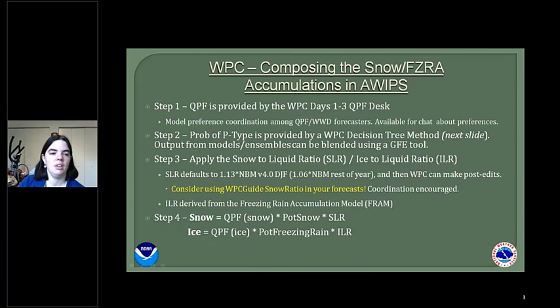So I'm not going to go into this in too much detail, because they haven't really changed much the last couple years. They compose their snow and freezing rain using the QPF from their medium range desk, or near term and medium range. They use their P-type from their decision tree, which will be on the next slide. And then they apply the snow to liquid ratio, which is heavily based on NBM. I think the current one is 1.13 times version 4 of NBM.